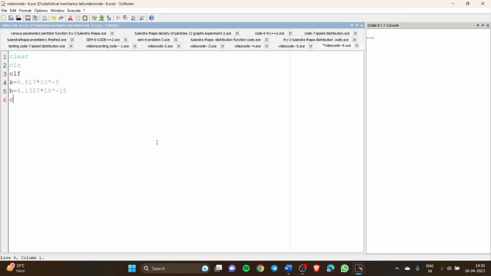Then we can define the value of C also. C is equal to 3 into 10 to the power 8. And now we have defined C. Now we can define volume is equal to 1. And now we can also define temperature. We will take two temperatures for the comparison point of view, so we have taken two temperatures, 100 and 1000.